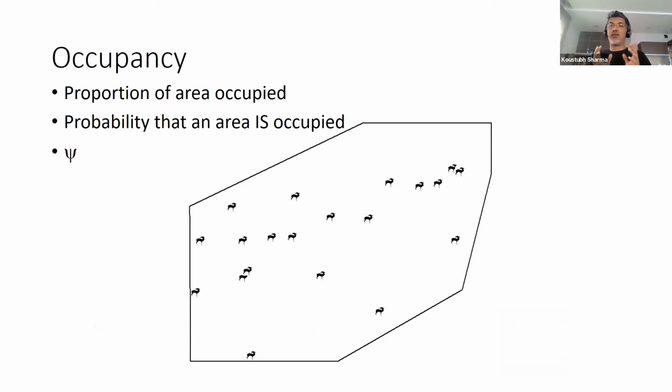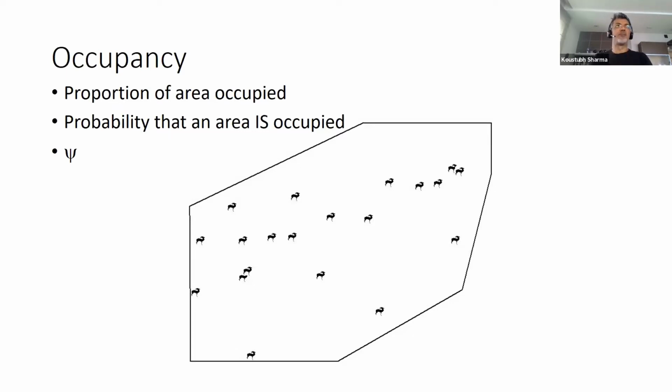When I started trying to learn about occupancy, it took me a while to understand what exactly occupancy means. You can interpret it in two different ways, and both of them mean more or less the same thing. One is the proportion of area occupied by a species of interest. The other is the probability that a particular area is occupied by a species of interest.